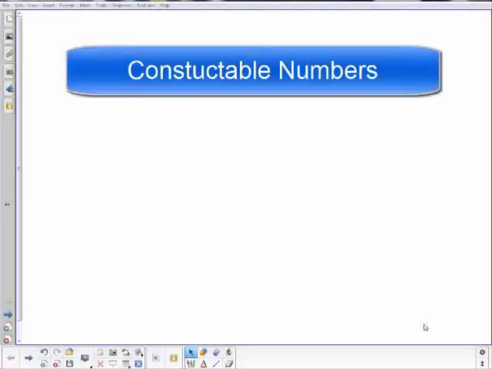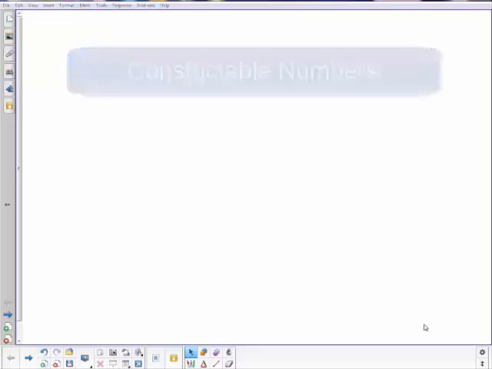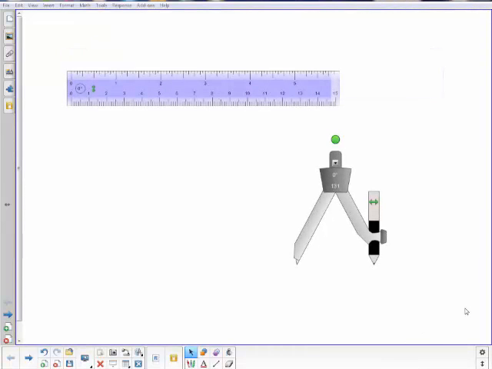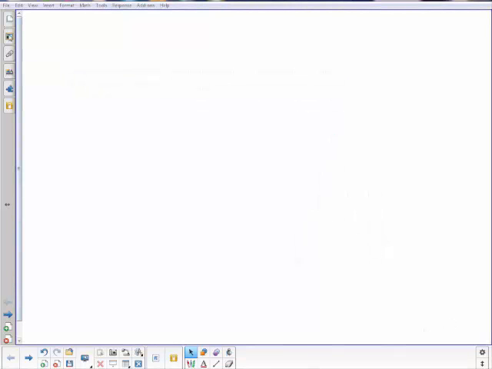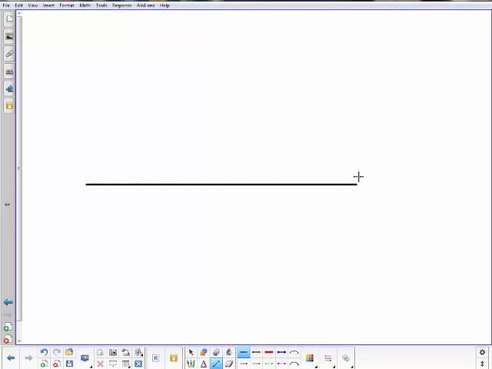As we know, the ancient Greeks were well known for their use of geometric constructions to prove mathematical facts. To the Greeks, number was synonymous with length. All of their numbers represented a constructible length. In other words, a length that they could construct with a compass and straight edge.